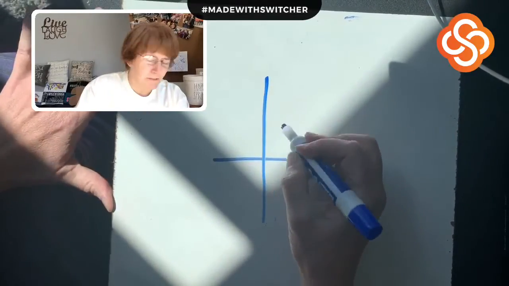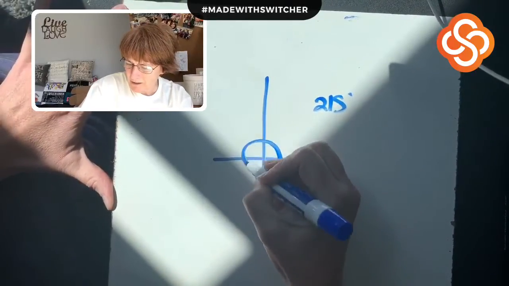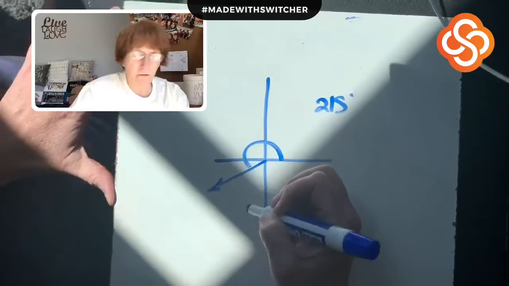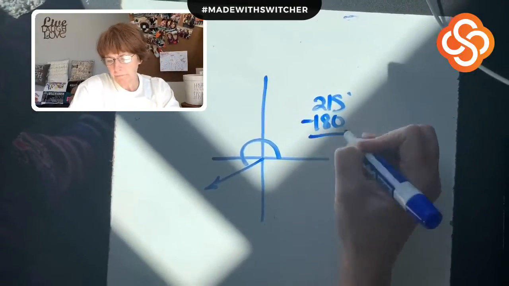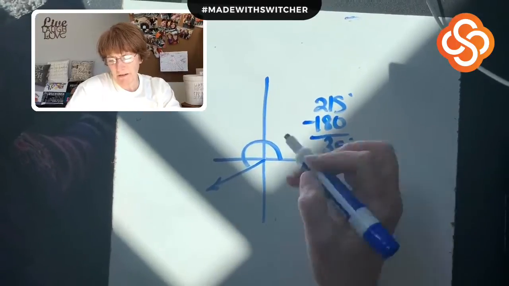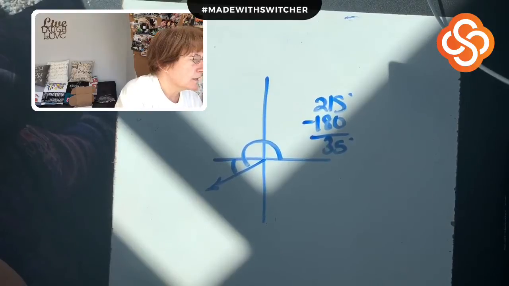What is the reference angle for 215? All right, so 215 is our angle. We want to go counterclockwise. That puts us into quadrant 3. So we would take our 215 and minus 180. And that looks like 35 degrees because it's this little angle right here. Yes.